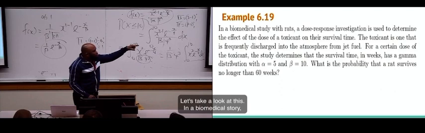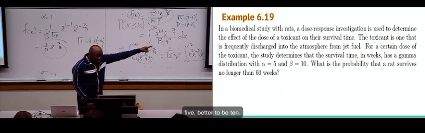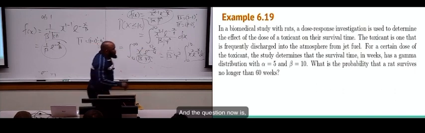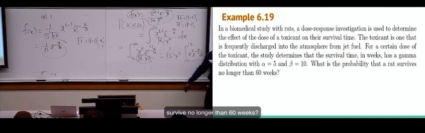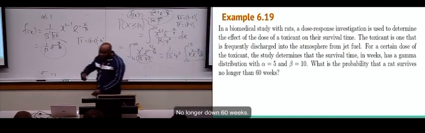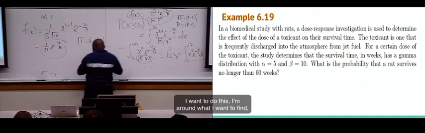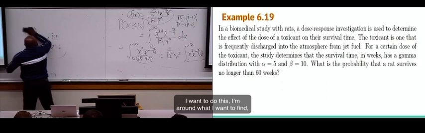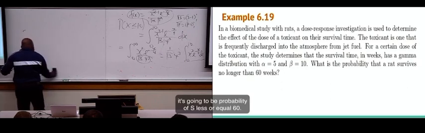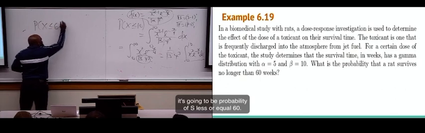In a biomedical study, you're given alpha to be 5, beta to be 10. And the question now is, what is the probability that a rat survived no longer than 60 weeks? No longer than 60 weeks means what I want to find is the probability of S less or equal to 60.